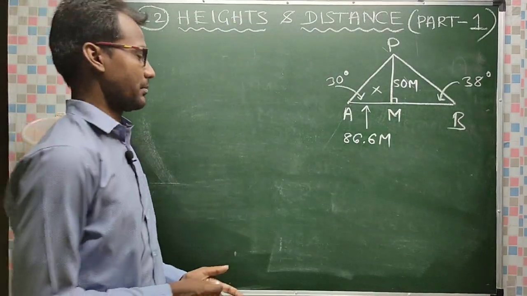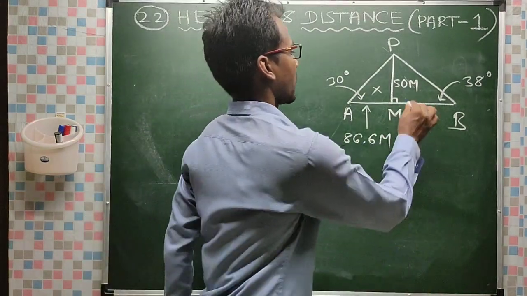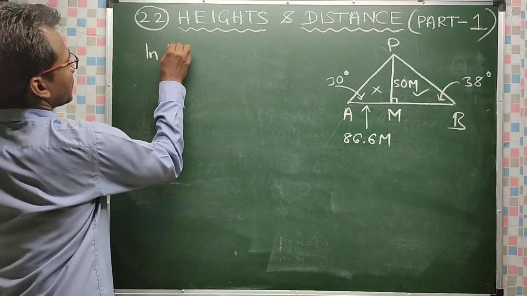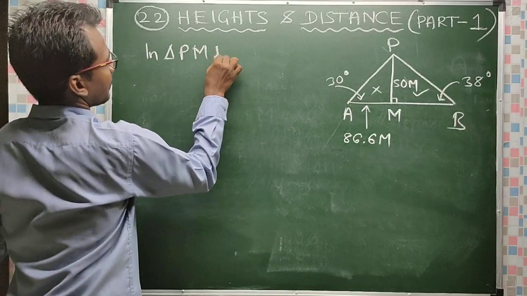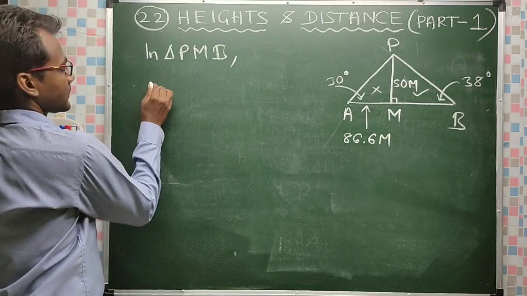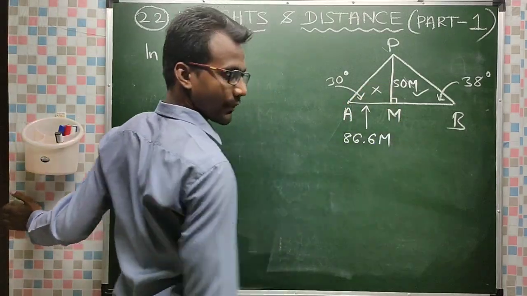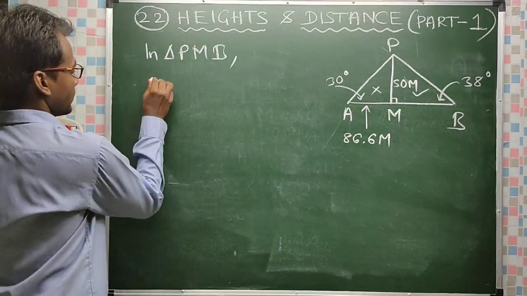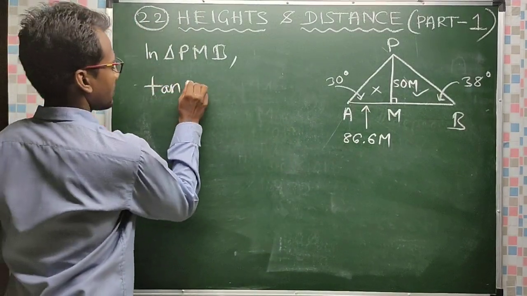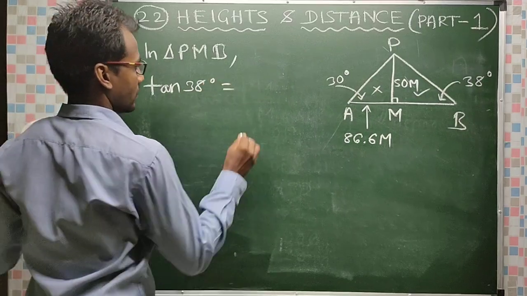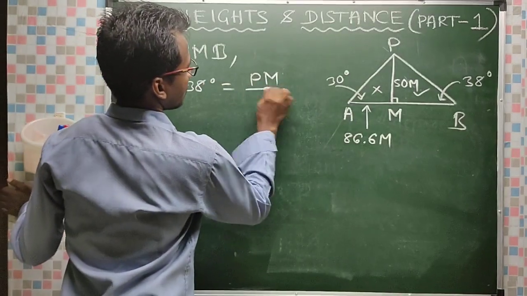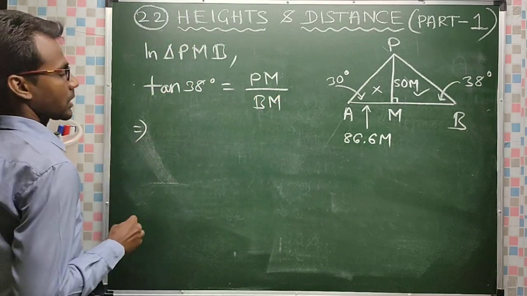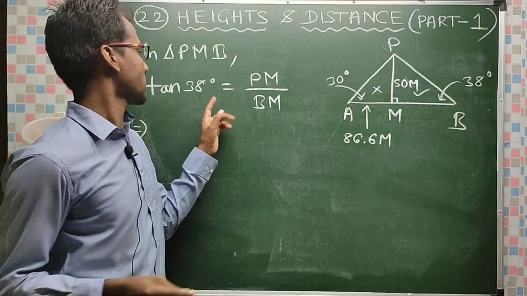Our next target is BM. For BM, we have to take this triangle. In triangle PMB, perpendicular is given, base you have to find. Angle is given, so again tan theta we will use. So tan 30 degree is equal to PM by BM.